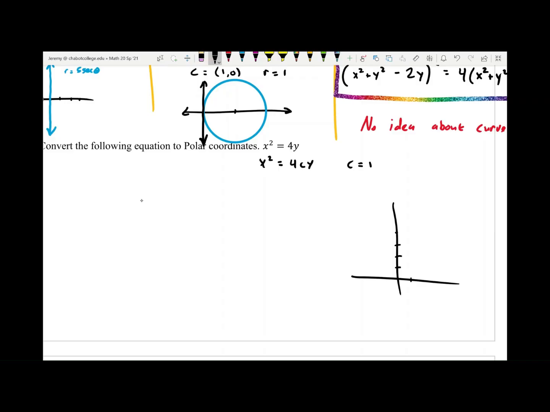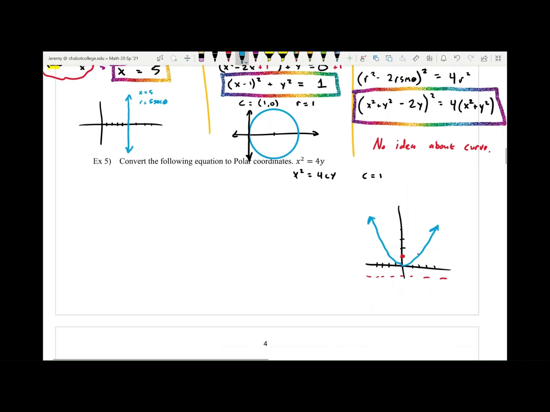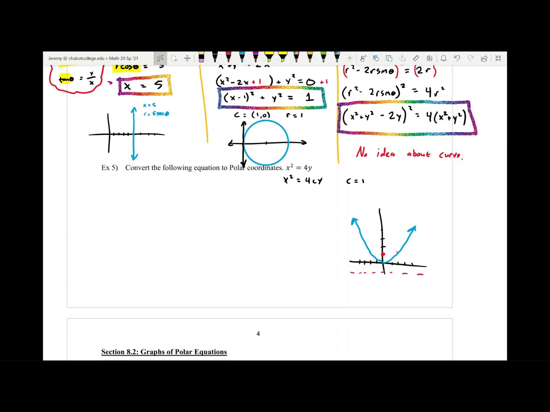So my focus is going to be at this point right here. My directrix is going to be this line down here. And remember, I've got these ordered pairs. Let's see, 1, 2, 3. Got these ordered pairs here and here. So anyway, yeah, this is a parabola. So I'm curious. Let's see what happens if we try to convert this to polar coordinates.